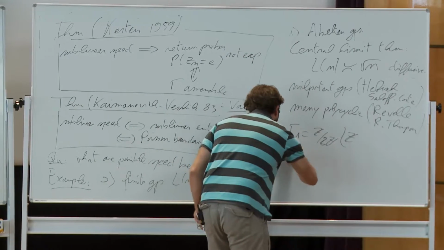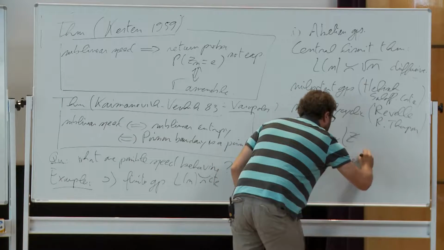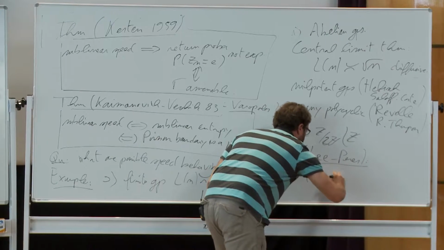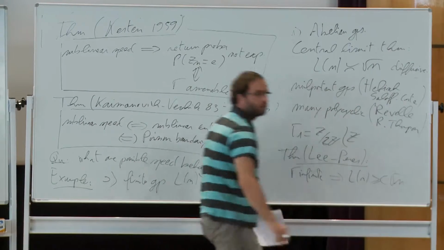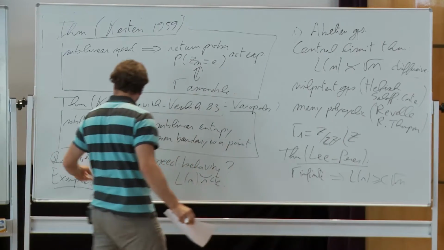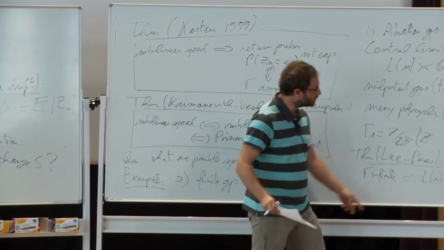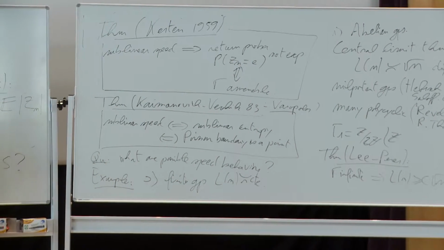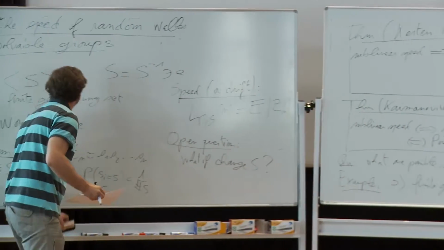This is a theorem due to Lee and Peres. If gamma is infinite, then the speed is bigger than a constant times root n. So this question, what are the possible speed behaviors, now comes down to what are the possible speed behaviors between square root of n and n. And so what happens in between? We know some things in between.